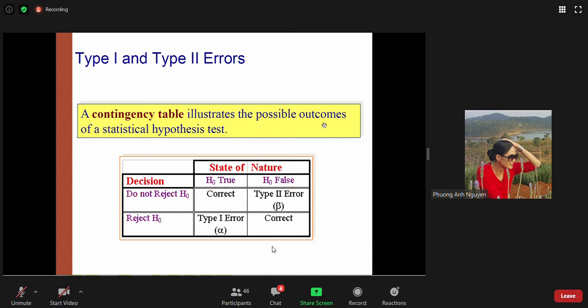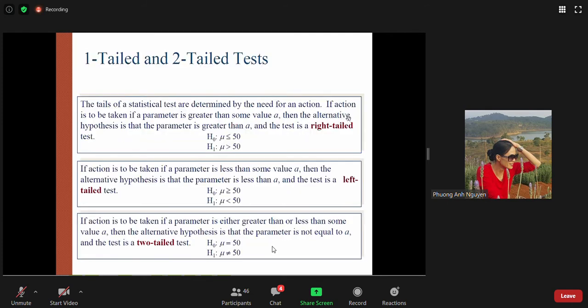Okay, and for the test, let's make the difference between the two-tailed test and one-tailed test. Two-tailed test: we test that the parameter is equal to something, and the alternative hypothesis says that the parameter is different from this value. So why do we call it the two-tailed test?